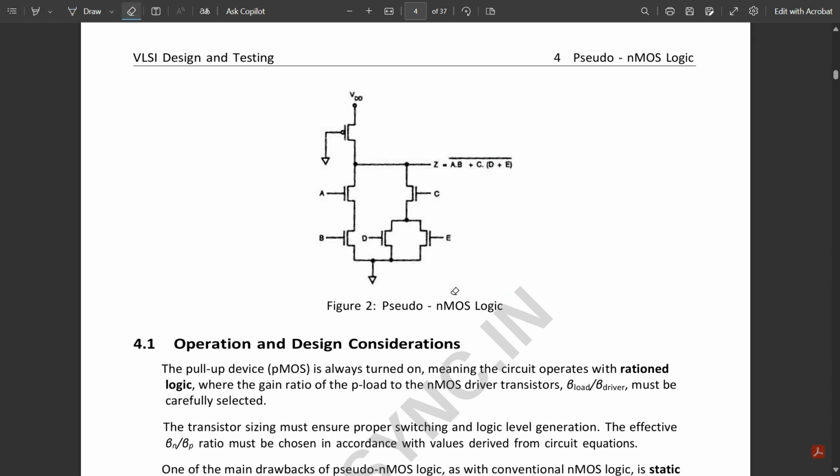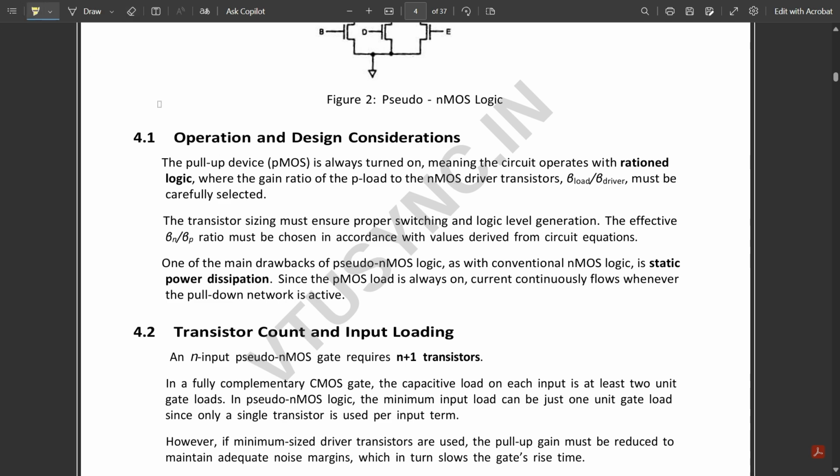This is the design. Next are the operation and design considerations for this pseudo NMOS. The pull-up device, that is the PMOS, is always turned on. I have told you, right, it is always on, meaning the circuit operates with ratioed logic, where the gain ratio of the P load to the NMOS driver transistor, that is beta load by beta driver, must be carefully selected. Why should it be carefully selected? Because the PMOS transistor is always on.